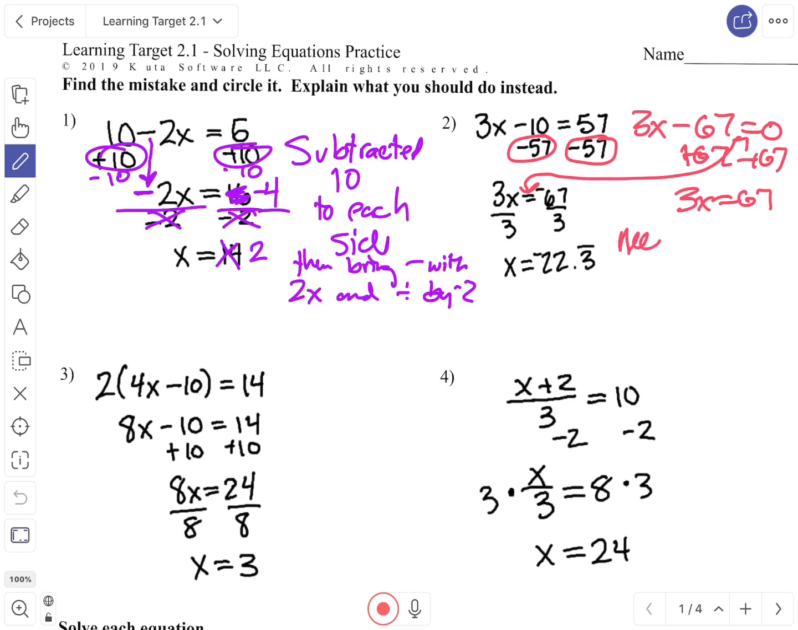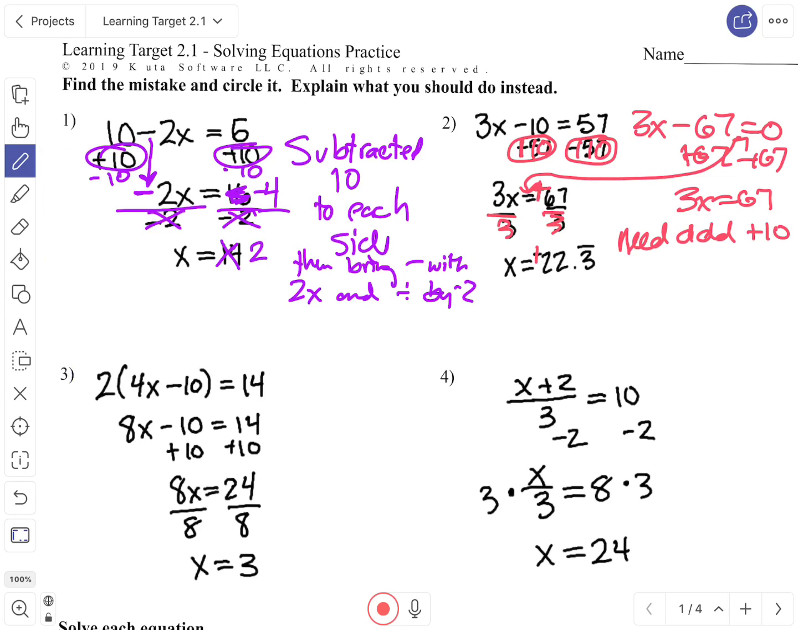So you need to add, in this case because it's negative 10, add 10 to both sides. Okay? So if we would have added 10 to both sides, we would have got positive 67 equals 3x, divide by 3, and you would have got a positive 22.3 repeated. Alright? Okay, number 3.